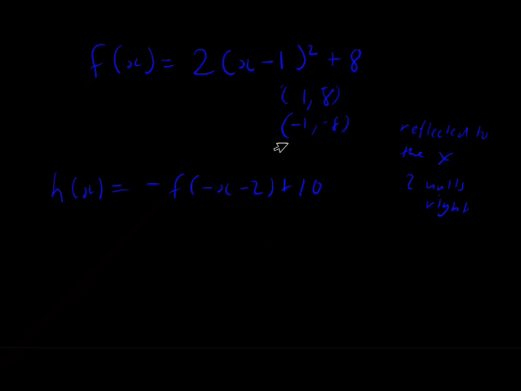So now we have to shift it 2 units to the left, rather to the right is the opposite. So it means it's going to be minus 1 plus 2, and then here I've got that. So minus 1 plus 2 is 1. So eventually this becomes 1. And then now we have to shift it 10 units upwards. So minus 8 plus 10 is 2. So the new turning point is (1, 2). Alright, there we have it.